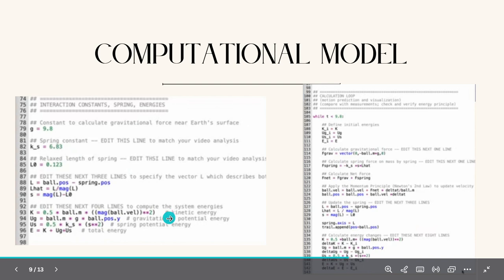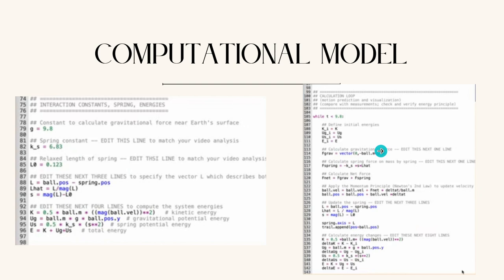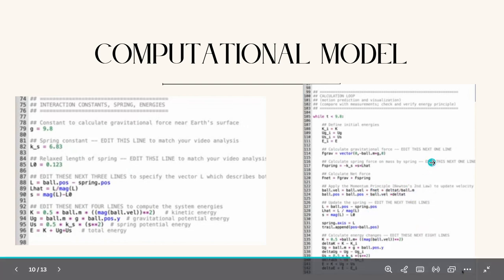Here you have the kinetic energy equation, the gravitational potential energy equation, the spring potential energy equation, and then the total energy. The force of gravity is here again. The force of spring equation is used here, and then you get the net force, and from that you can use the velocity update and position update, and get everything else that you need.